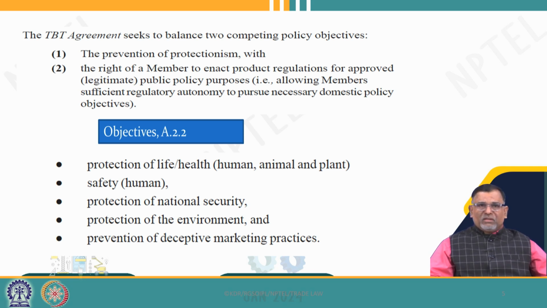Here we can clearly see that the TBT deals with, for example, protection of life, health, safety, protection of national security, protection of the environment and prevention of deceptive marketing practices. We have discussed protection of human, animal and plant life and health elaborately in the last classes. The last point, prevention of deceptive marketing practices, is an addition to the protections in the TBT agreement.